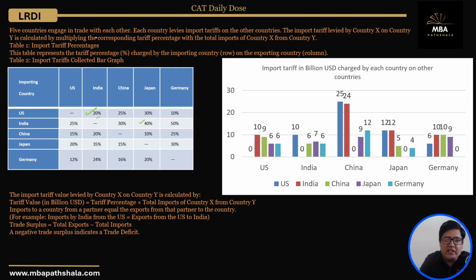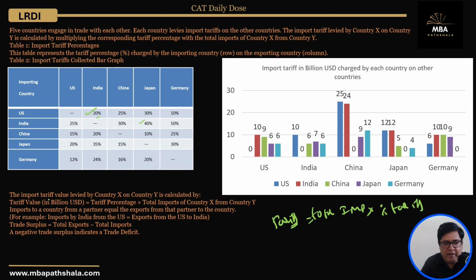5 countries engage in trade with each other. Each country levies import tariffs on other countries. The import tariff levied by country X on country Y is calculated by multiplying the corresponding tariff percentage into the total import. Total import into percentage tariff is equal to tariff amount. Just as I explained that.